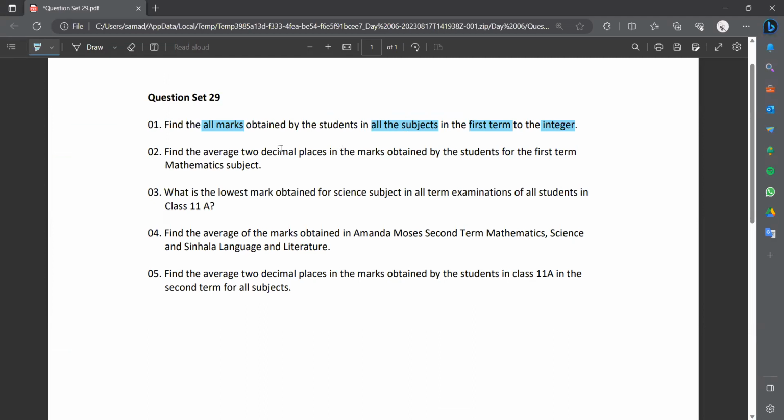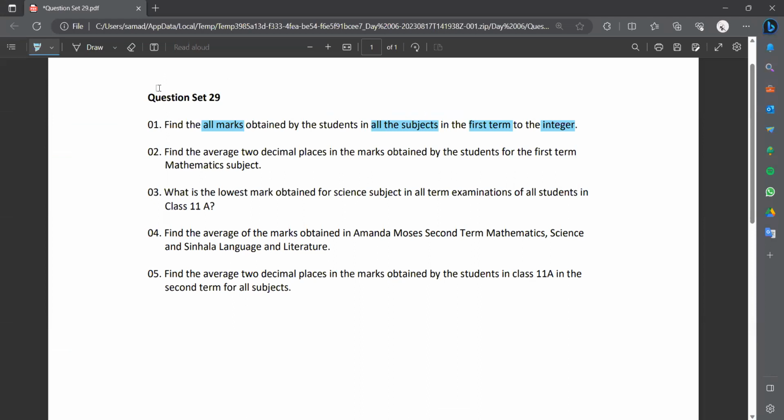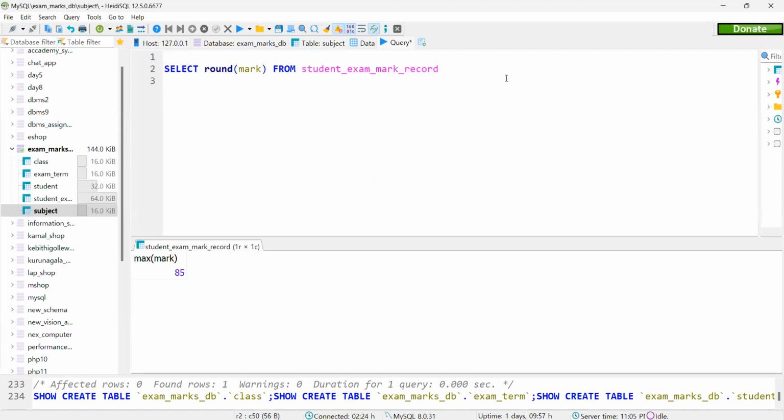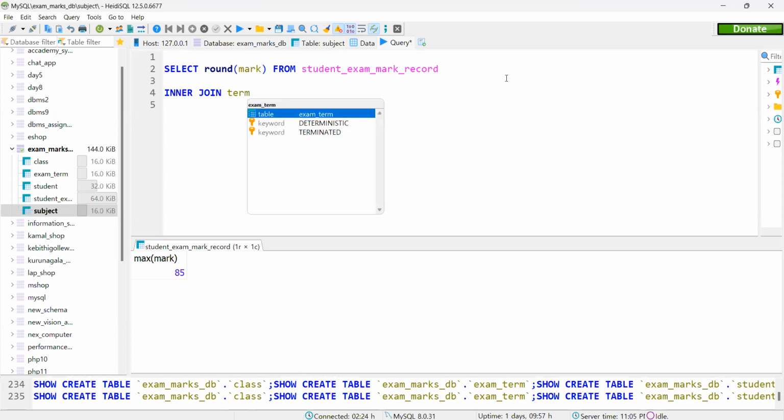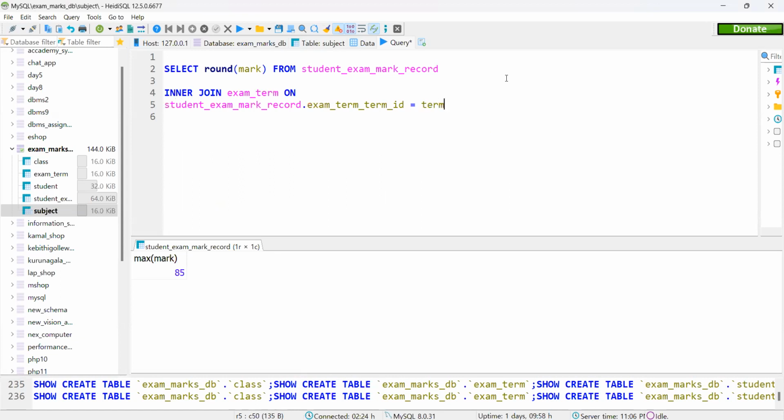First term, we only need to add one term table to that student mark record, and then we join our term table on student mark record term ID and term ID.